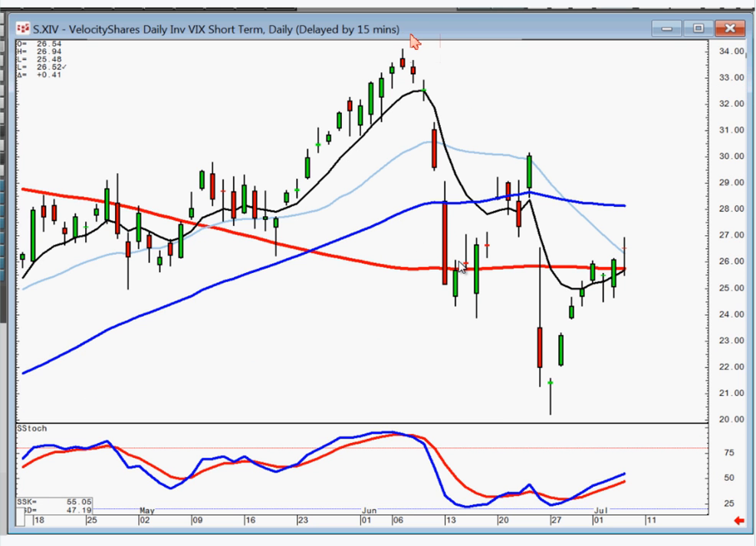XIV, another one that's getting right here near the breakout level. Stochastics still have a lot of juice left in them. I'd stay long, but right at this point, I would use the T-line, which is basically today's low, as my stop.